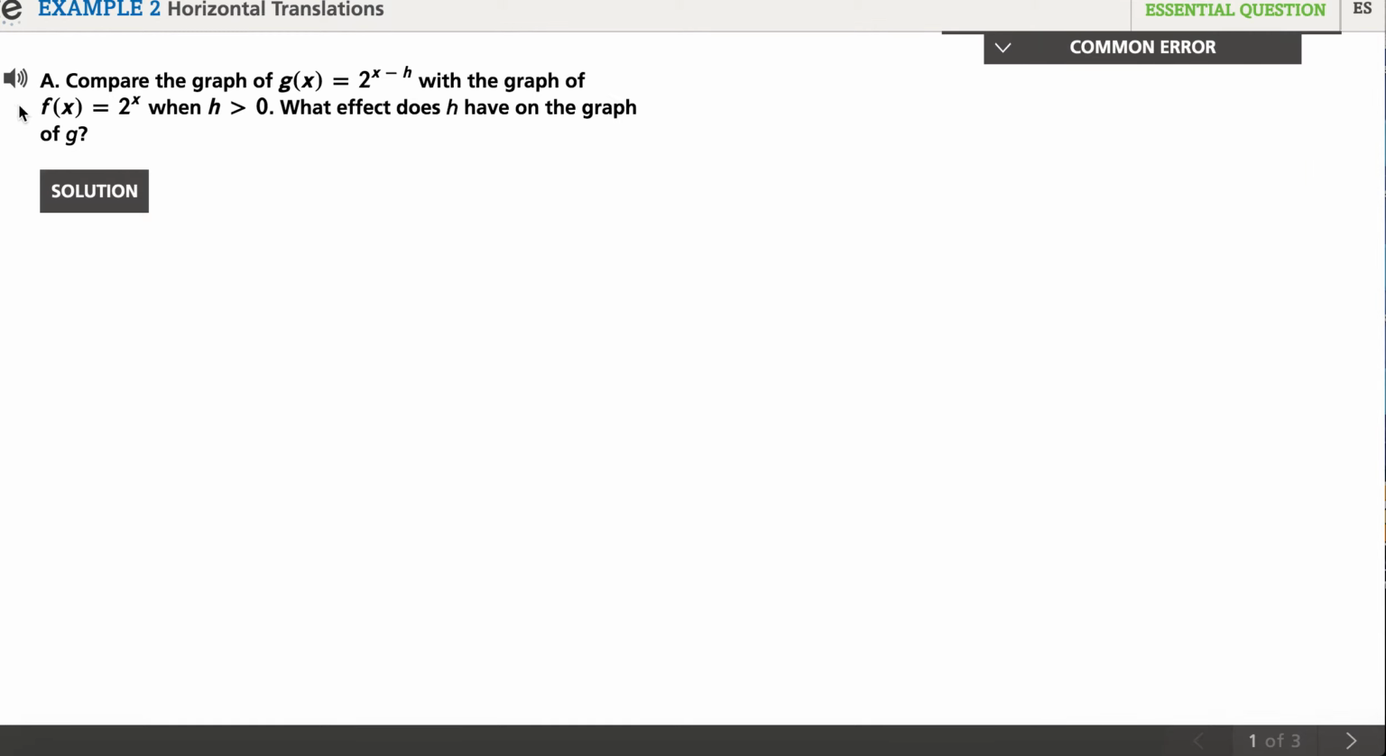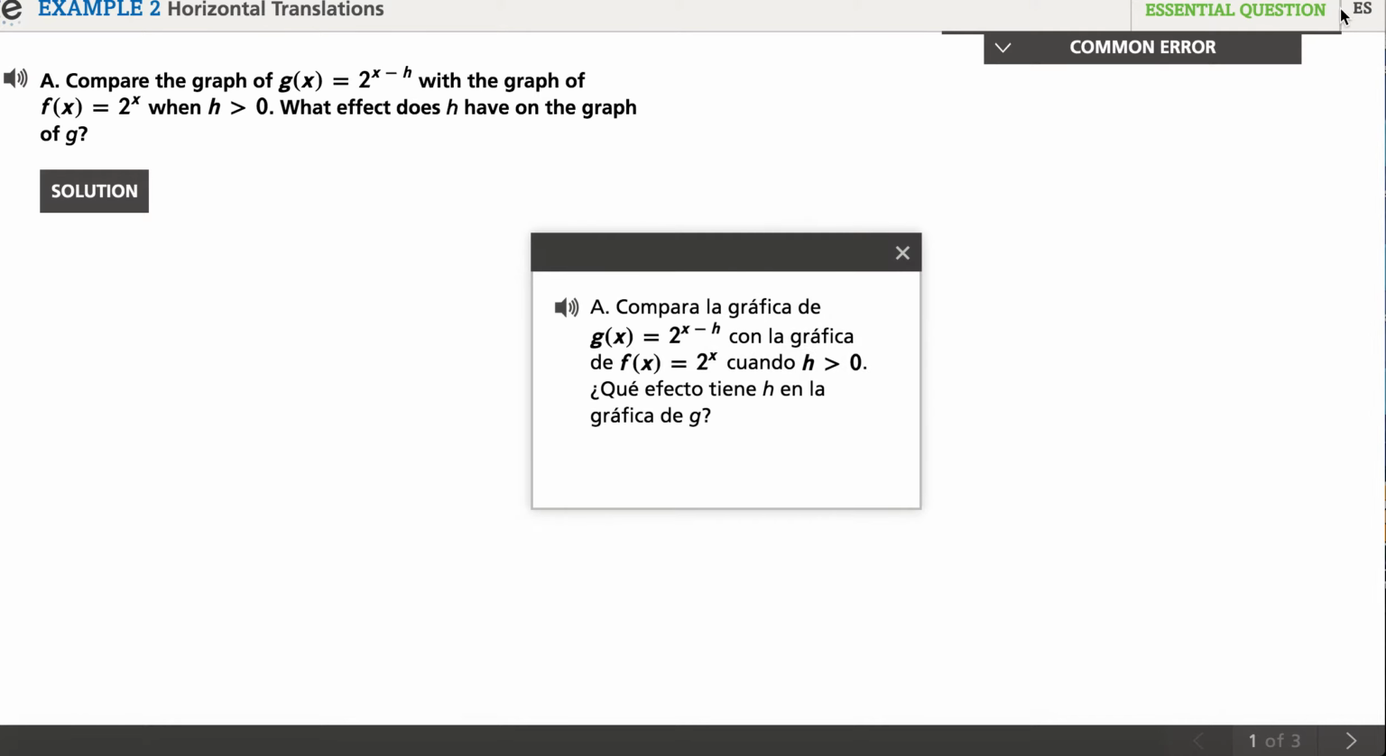Now, let's see. Compare the graph of g of x equals 2 to the power of the quantity x minus h with the graph of f of x equals 2 to the power of x when h is greater than 0. What effect does h have on the graph of g?